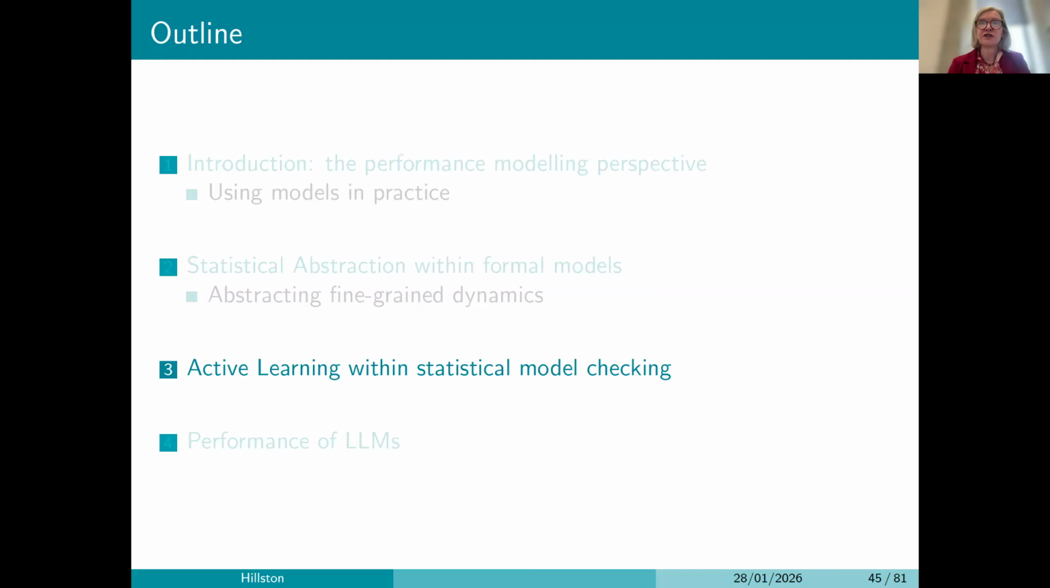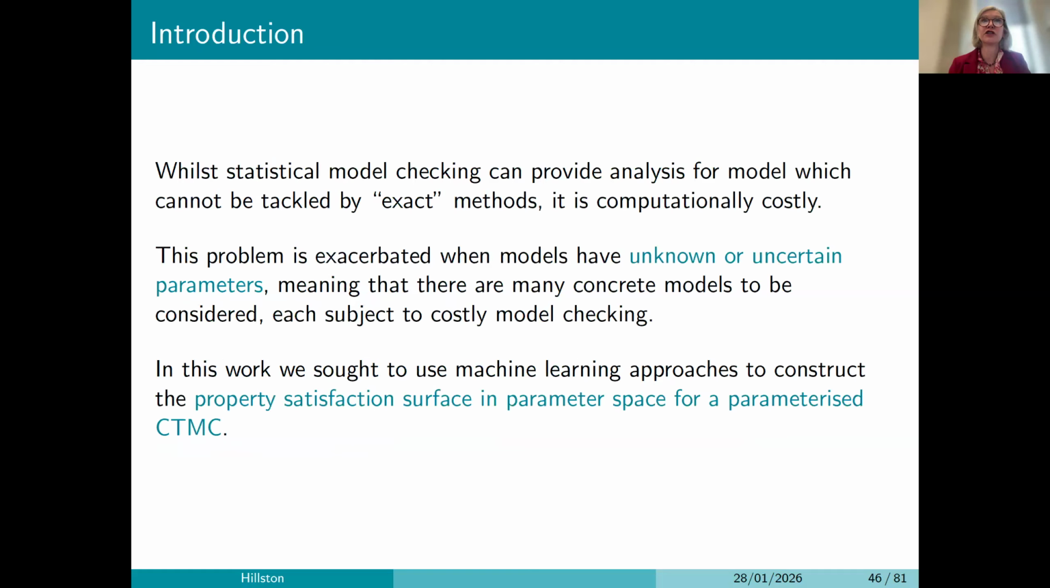Then the second one I want to quickly touch on is looking at that problem of statistical model checking for the models, for the parametric CTMCs, where we don't know all the parameter values.